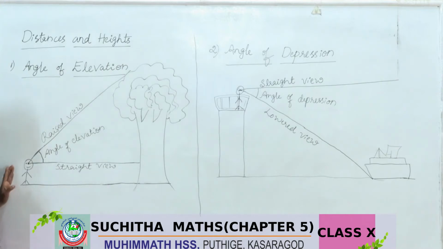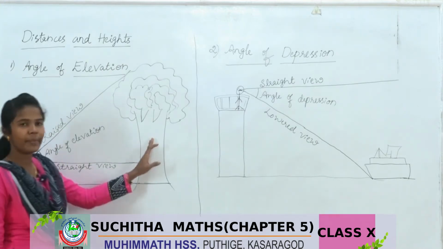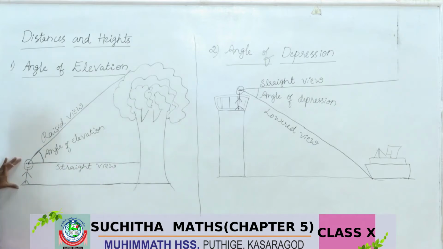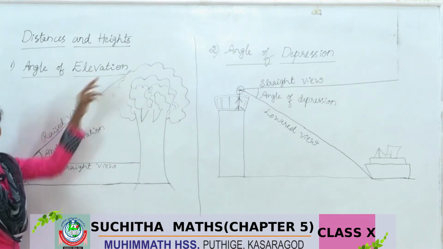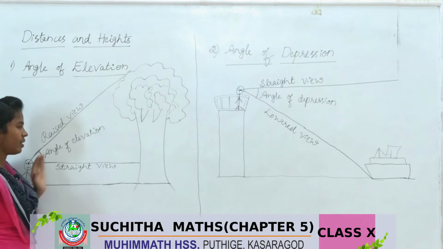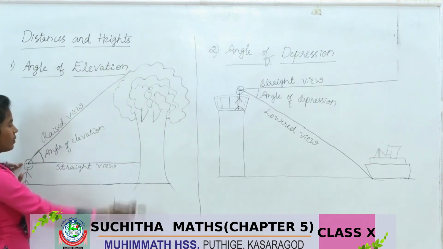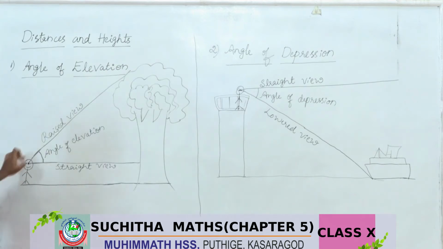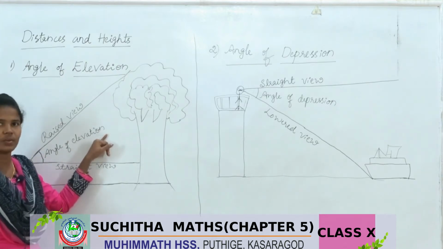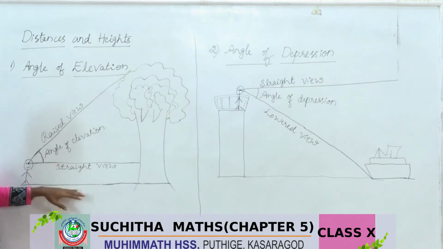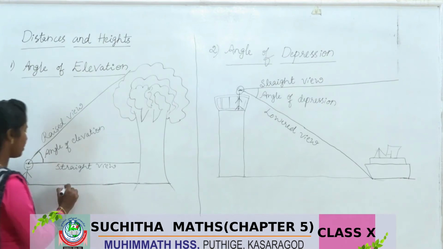Here a boy is standing, and here is a mango tree, and the man is watching the top of the mango tree. He is also watching straight at the mango tree. So this is the straight view, and when he watches the top of the tree, it is the raised view. The angle formed between the straight view and raised view is the angle of elevation. This straight view is parallel to the ground. It is the ground floor.